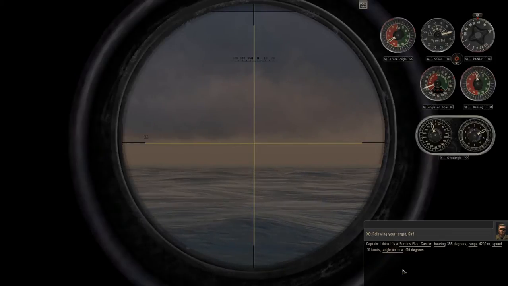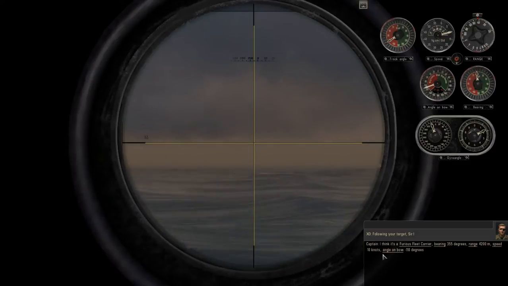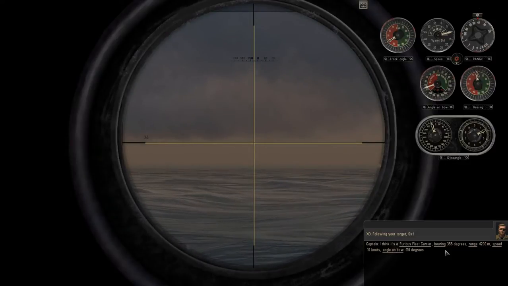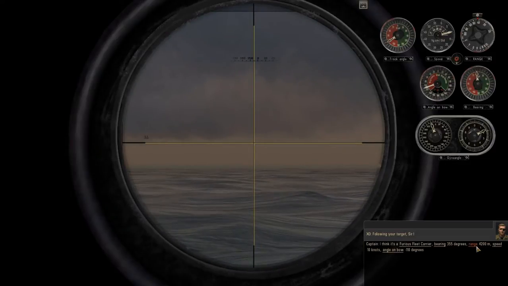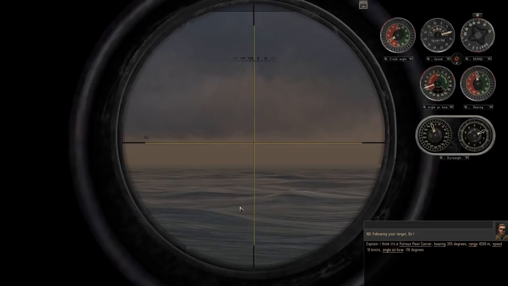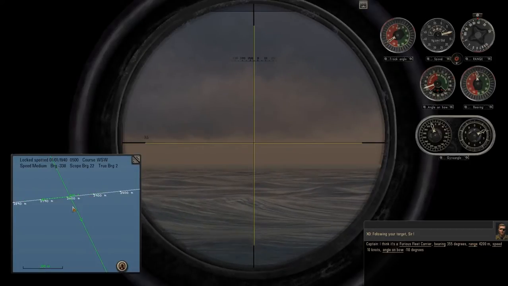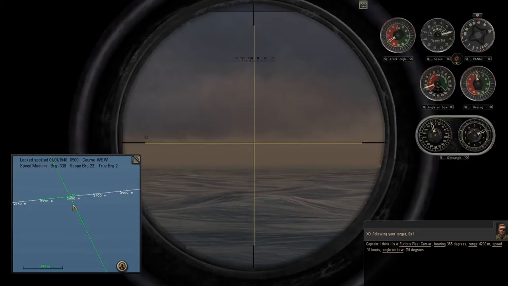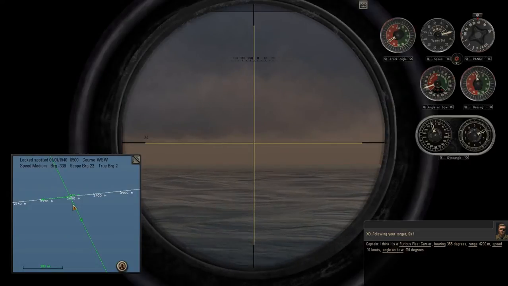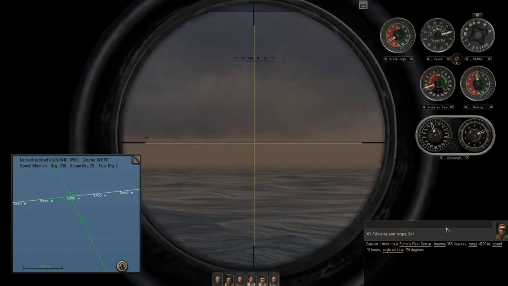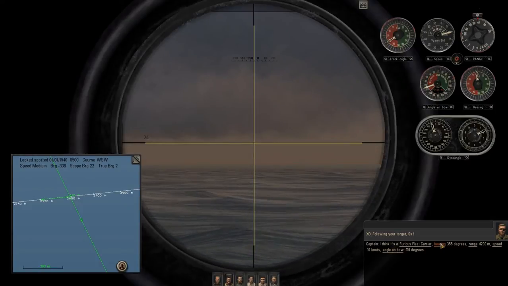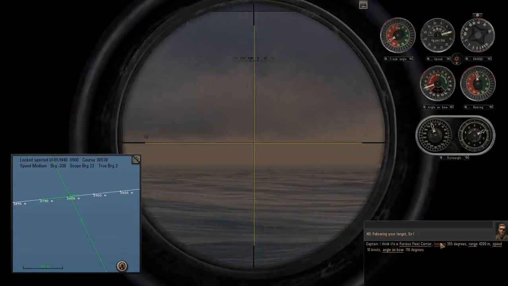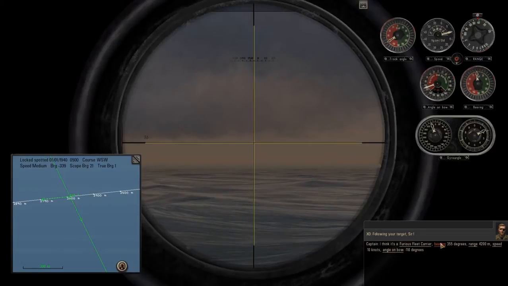So right now I have all my data in. You don't want to move the scope from here, okay? So just keep the scope here, 355, range 4,200, because we calculated. Okay, so I have all the data. So when the ship will be exactly in this position, the data that I put here in my TDC will be available, accurate, and then I can shoot my torpedoes.